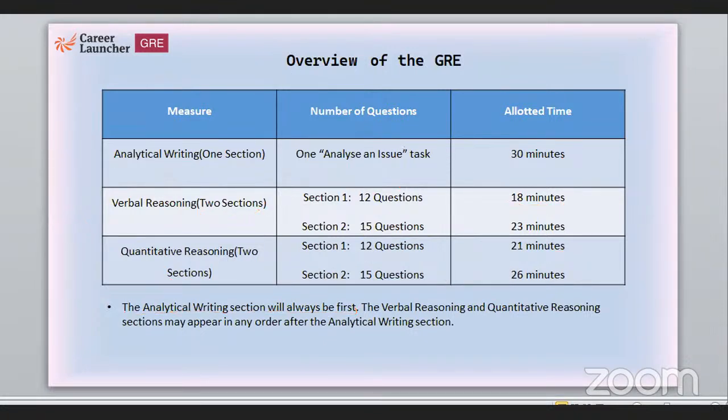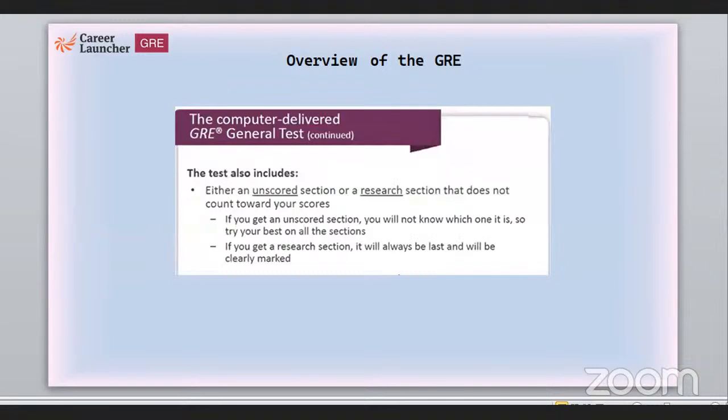Apart from these five sections, two verbal, two quant and one AWA, you can also expect one more section in the exam, which is either going to be an unscored section or a research section. If it's a research section, it will always be clearly marked as a research section and it will always come up at the end. But if it's an unscored section, which is also known as an unidentified section, you will never know which section is the unscored one.